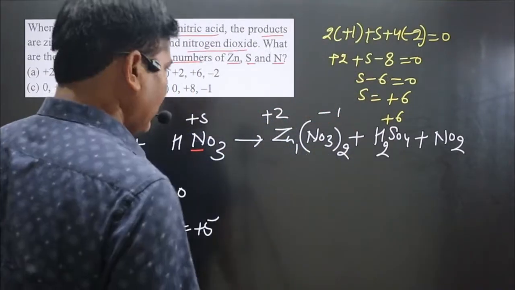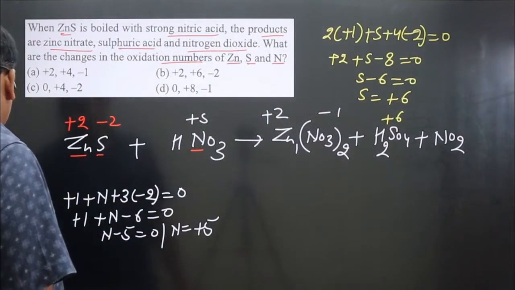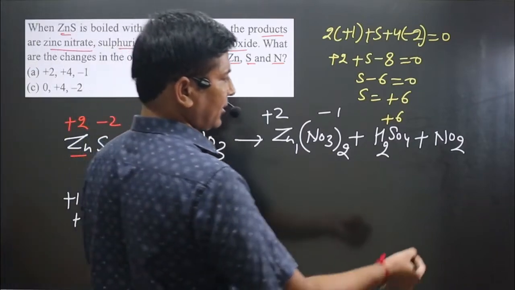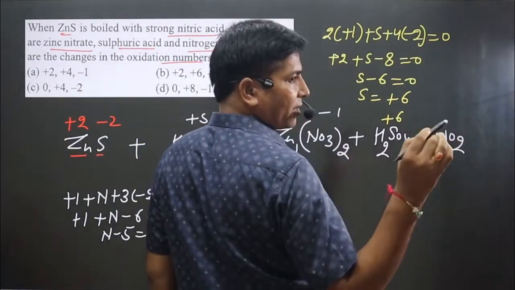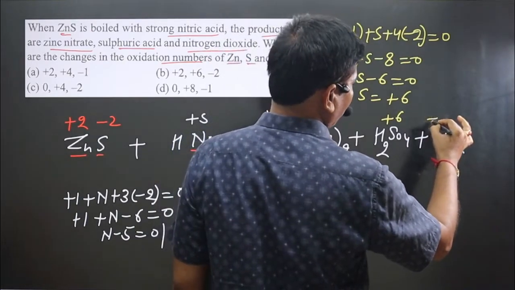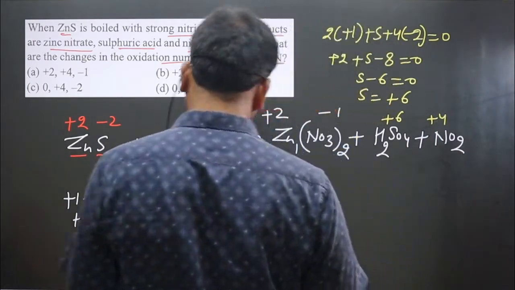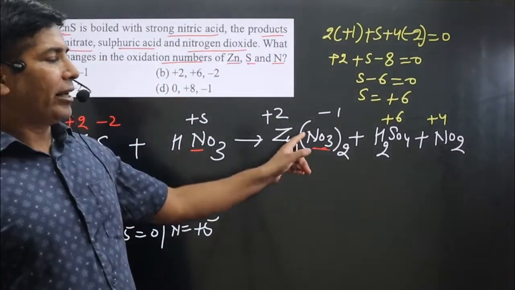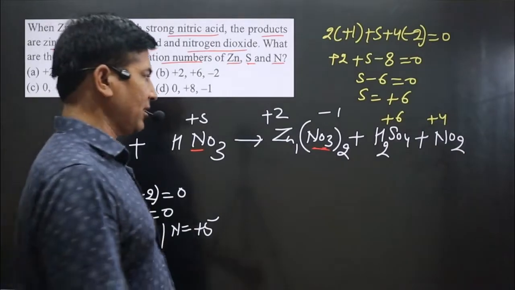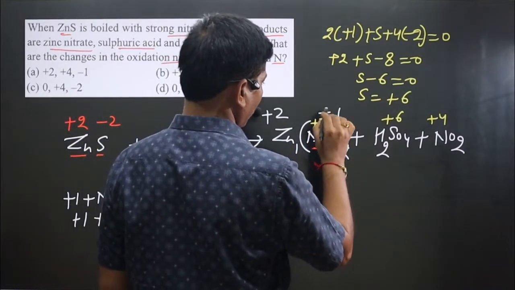And then in the case of NO2, there are 2 oxygen, each oxygen is -2, so 2 oxygen is -4. If the overall charge of oxygen is -4, then nitrogen will be present in +4 oxidation number. Keep in mind the nitrate ion is there, and in this case also nitrogen will be present in +5 oxidation number. You can calculate +5 oxidation number.